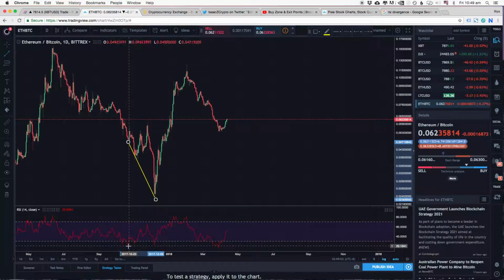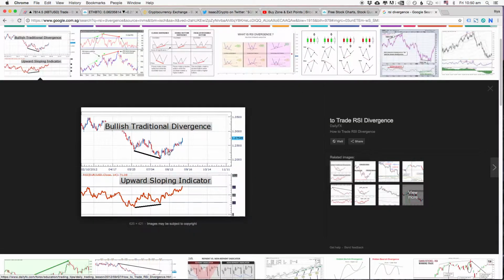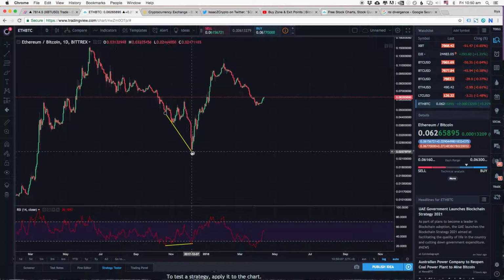Okay, the RSI is making a diagonal movement up. What is this, guys? This is a bullish divergence. Bullish divergence. Upward sloping indicator.